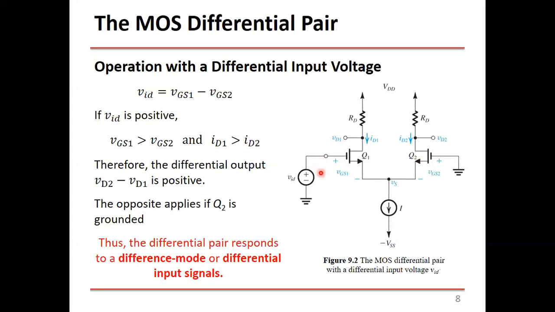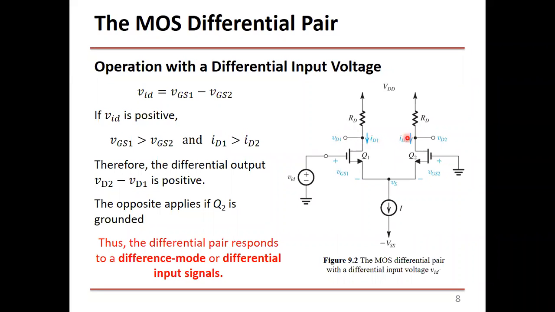And if you switch, and put a higher voltage on this side and a lower voltage on this side, ID2 will be greater than ID1, and VD2 will be less than VD1, so VD2 minus VD1 is going to be negative. We are not concerned now about the values, just the idea. If you have a differential input, you have a differential output. Before, if you had a common mode input, you didn't have a differential output. You have to distinguish between the differential input and the differential output.